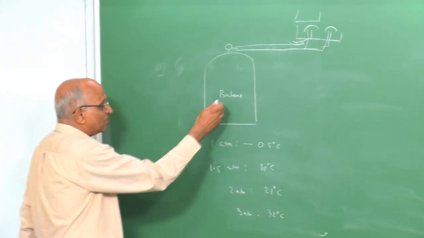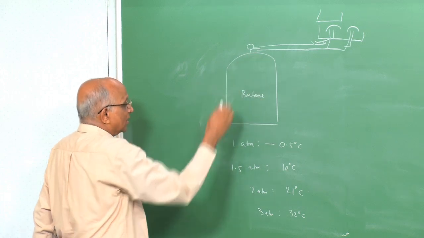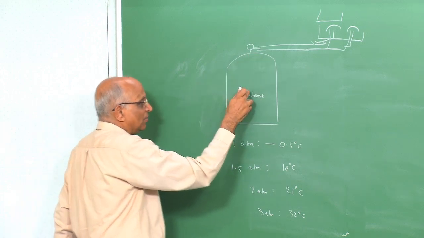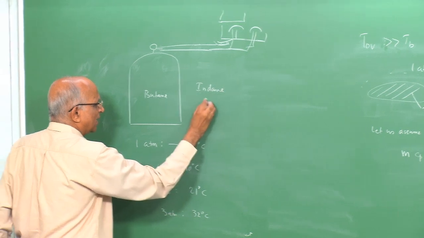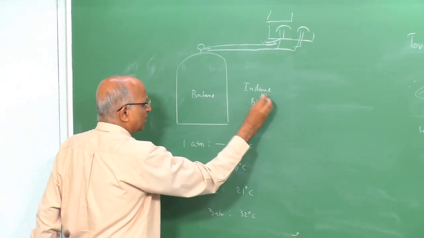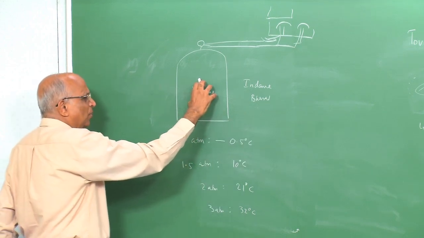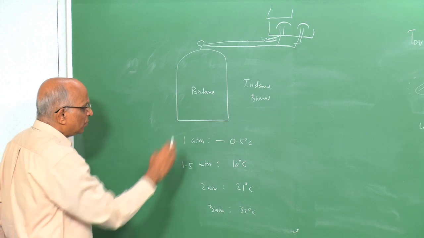And that is how the gases are stored in small cylinders. The butane gas, which we know by name, we call it Indane gas, we call it Bharat gas, whatever these gases are, these are all commercial names. Essentially butane with other hydrocarbons, you store it as liquid.